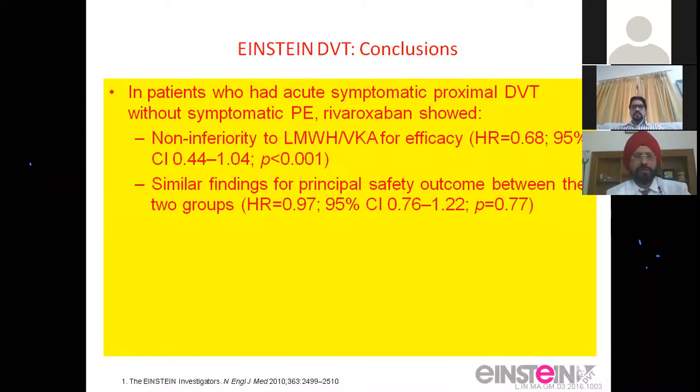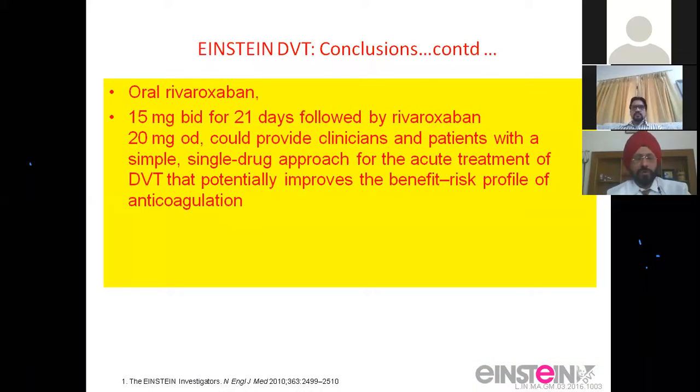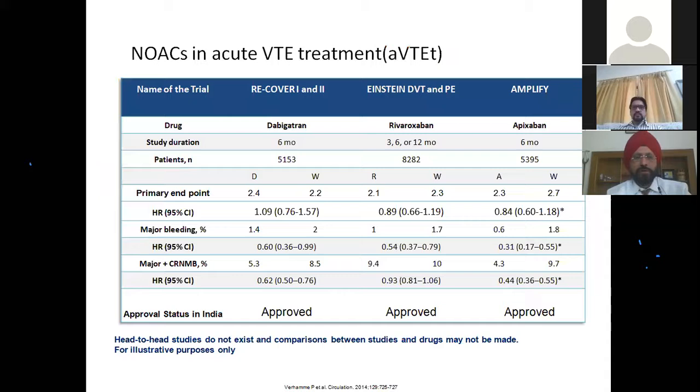Let's say like the Einstein trial showed us that rivaroxaban was non-inferior to the low molecular heparin and vitamin K antagonist combination and had better safety profile. And the dose, again, we are all very much aware of, 15 milligram BD for 21 days, then 20 milligram once a day. Now, all of these drugs, the oral anticoagulants, are approved, as you can see, for India, and we have all been using them depending on our preferences.